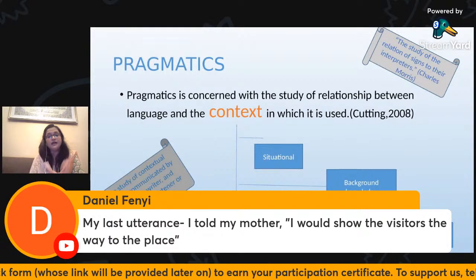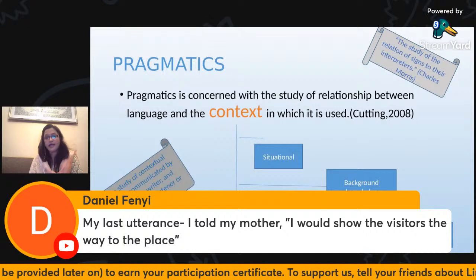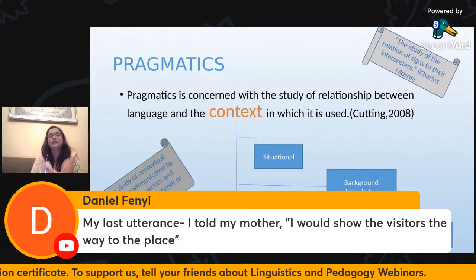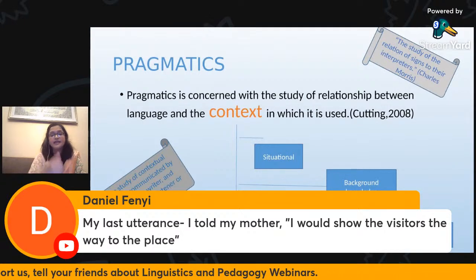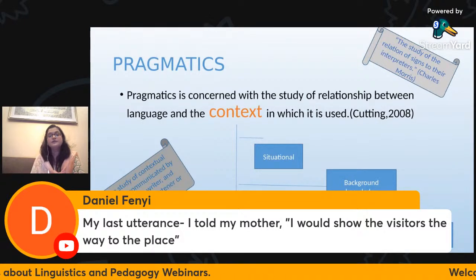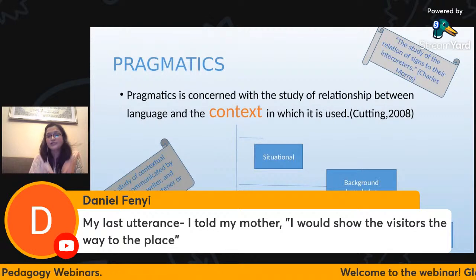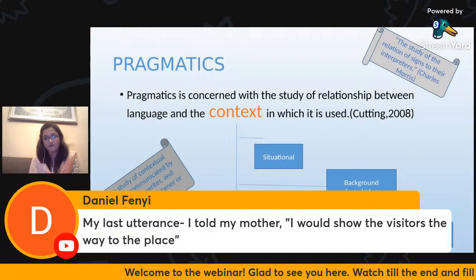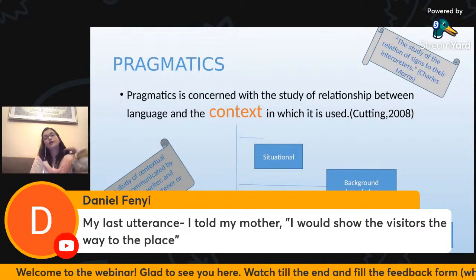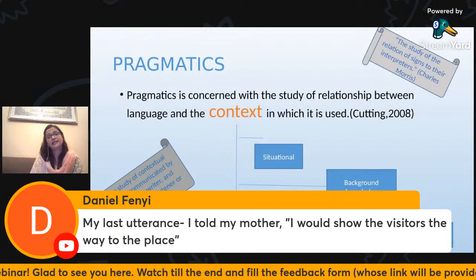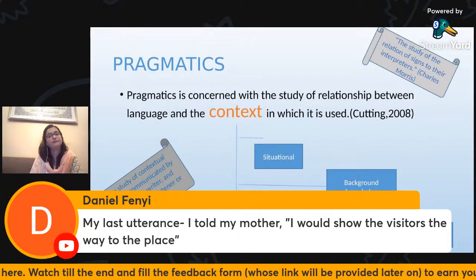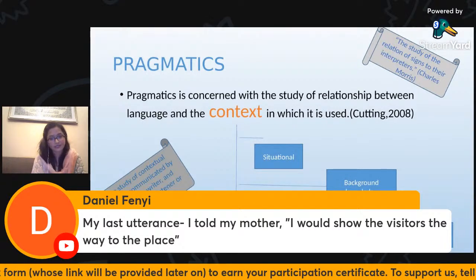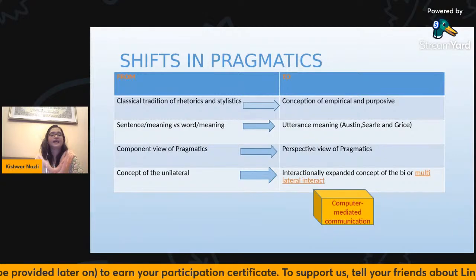Very good. Thank you, Daniel. My last utterance: I told my mother I would show the visitors the way to the place. Again, only the mother and Mr. Daniel are able to interpret this because there is some background knowledge involved. The mother must know who the visitor is and what the purpose of Daniel's work is. So in order to understand or analyze an utterance clearly, it is very important to consider the contextual study. Okay, so thank you so much.